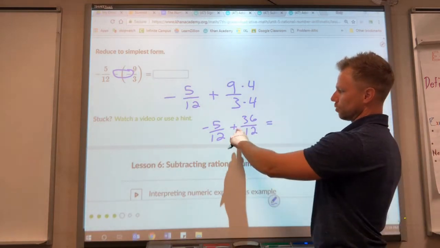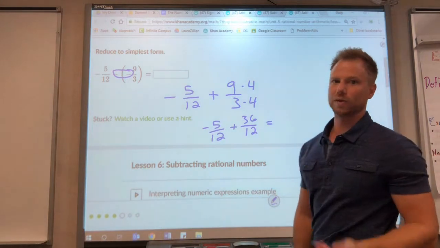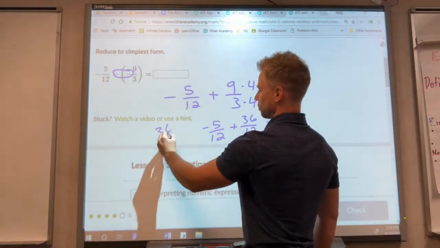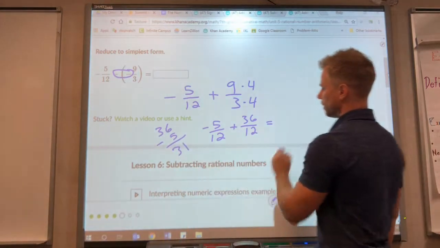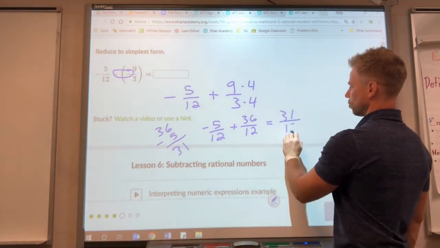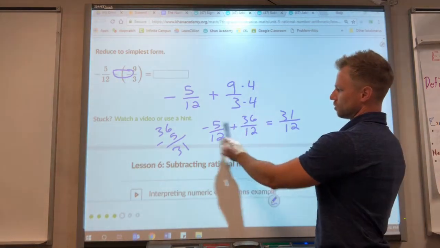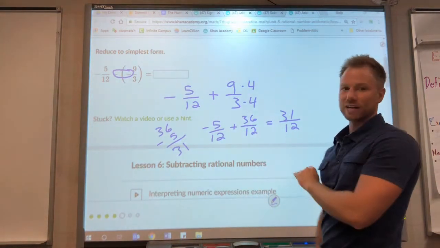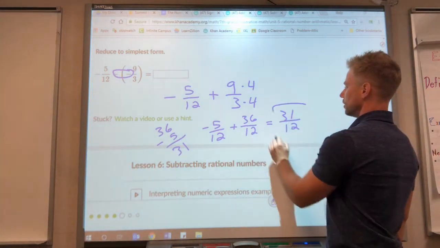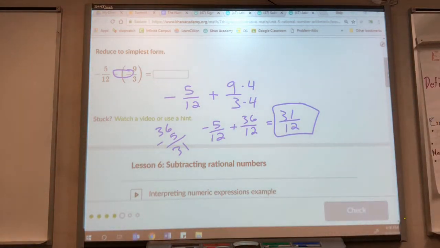Now we look at our signs. We have a plus in the middle. We have a negative and a positive, so we know we need to subtract. So we subtract our numerators. 36 minus 5 is 31. We get 31 over 12. Keep the sign of the bigger number. 36 is bigger than 5. So the sign of our answer is going to be positive. So we get a positive 31/12 for our final answer.